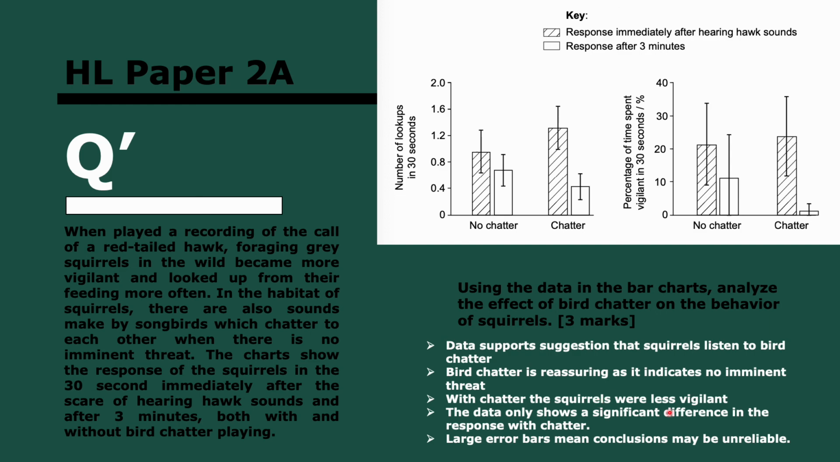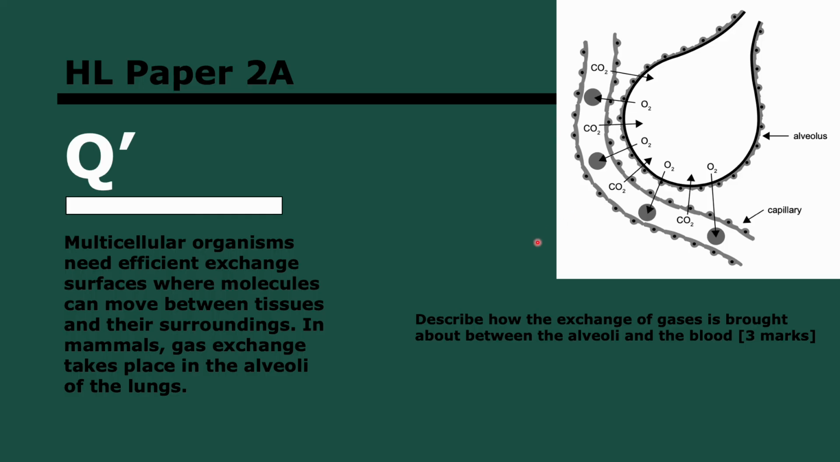And the data only shows a significant difference in the response with chatter. That's also true, you can see that clearly here. However, large error bars means conclusions may be unreliable. Again, that's true. In most of these, the error bars are huge, which is not very good when you're analyzing data. Okay. And finally, we can move on from the squirrels. So only a couple questions left.